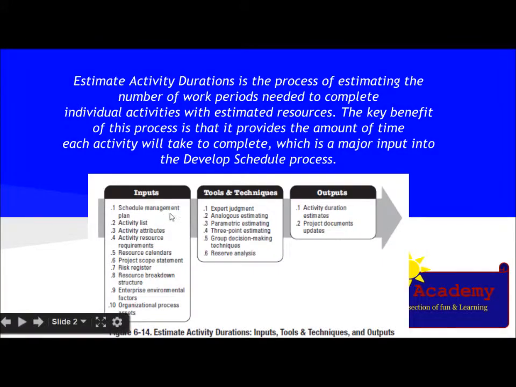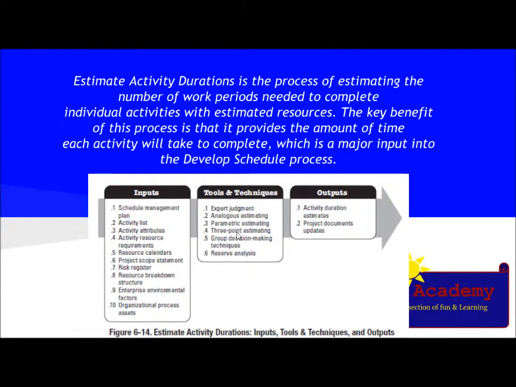The inputs are schedule management plan, activity list, activity attributes, activity resource requirement, resource calendar, project scope statement, risk register, resource breakdown structure, EEF and OPA, and the tools and techniques are expert judgment, analogous estimating, parametric estimating, three-point estimating, decision making techniques, and reserve analysis.